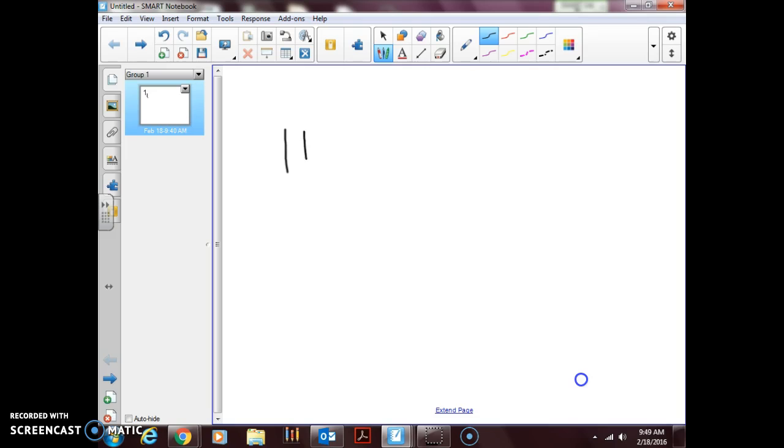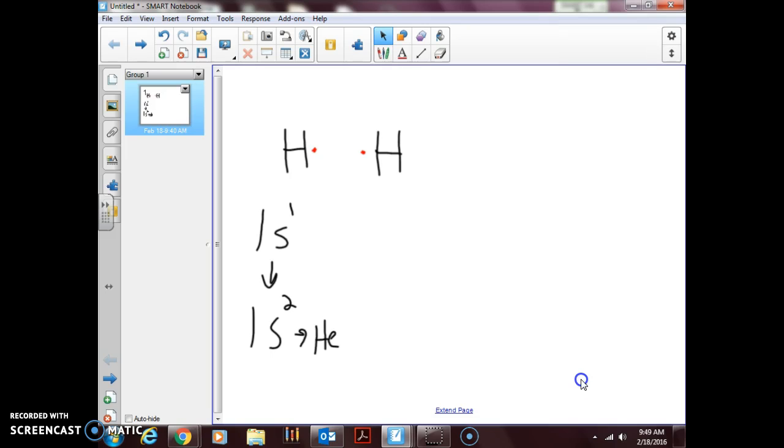So in hydrogen, how many valence electrons does hydrogen have? 1. Does it want 8? No, it does not. How many does hydrogen want to become stable? 2. Because if you look at the configuration for hydrogen, it's 1s1, but it wants to become like 1s2, which is helium. So hydrogen wants to be like helium.